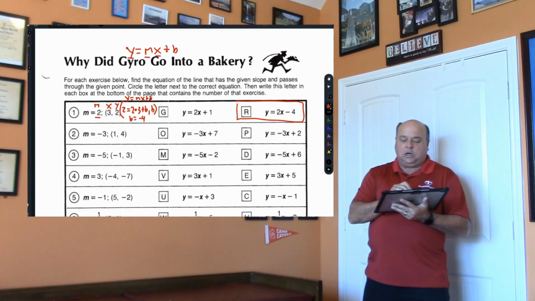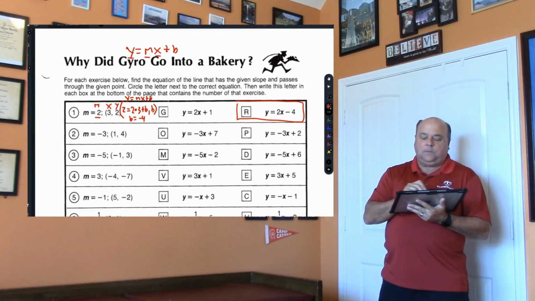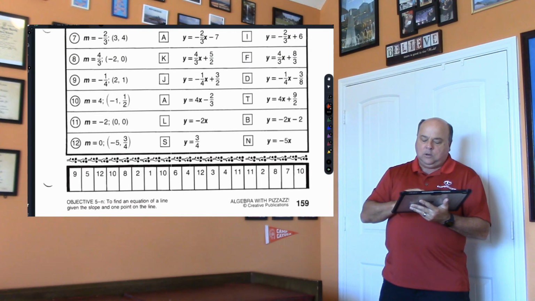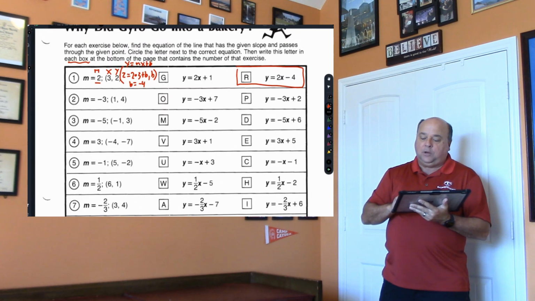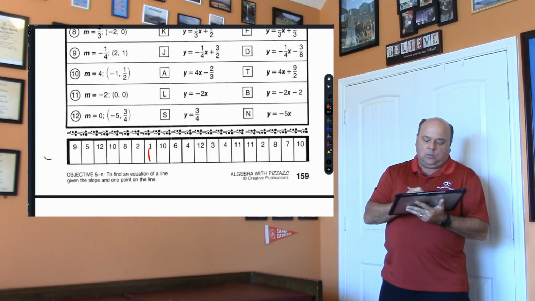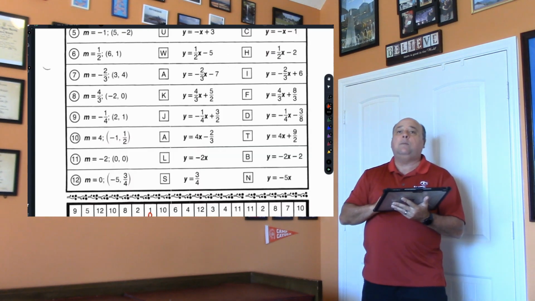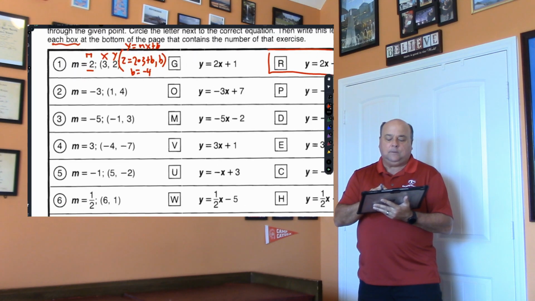So now, for each circle, find the equation of the line that has the given slope and passes through the point. Circle the letter next to the equation, then write this letter in each box at the bottom. So on number 1, wherever it says number 1, I'm going to put an R. So number 1, I'm going to put an R here. Are there any more ones? Some of the letters may repeat. We'll do one more together.